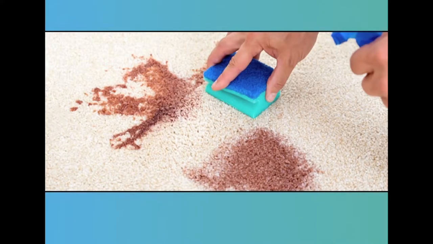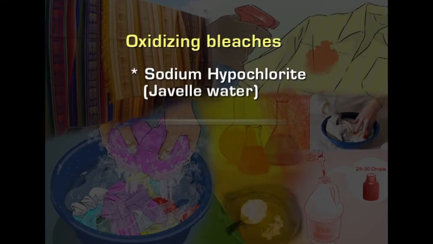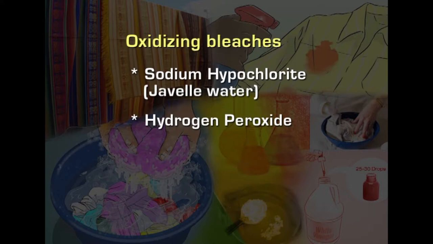To use on fabrics for bleaching, it should be diluted with an equal quantity of hot water and sponged. Sponge the stained portion with it until the stain is removed, and then rinse it well. Next category, that is hydrogen peroxide.